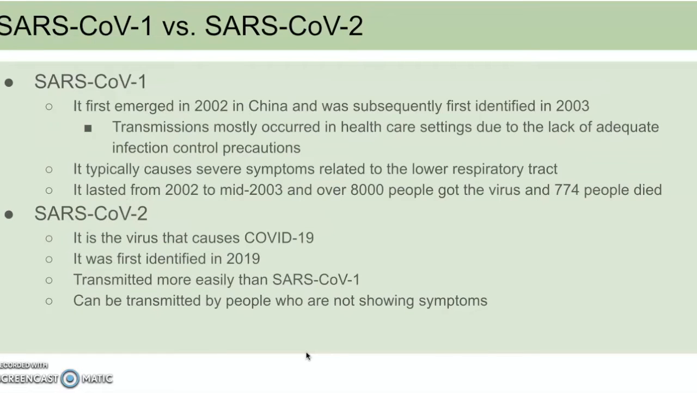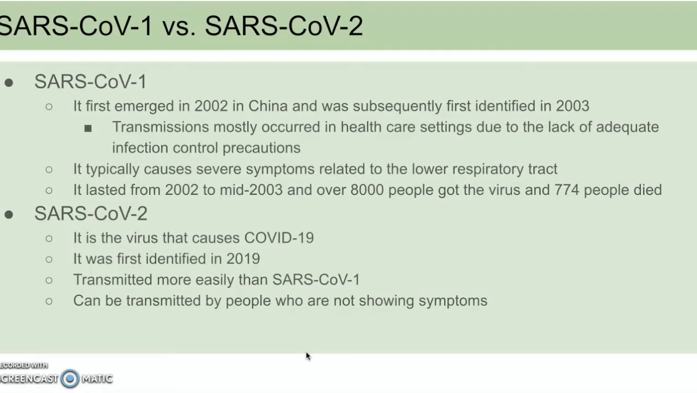SARS-CoV-1 versus SARS-CoV-2. SARS-CoV-1 first emerged in 2002 in China and was subsequently first identified in 2003. Transmissions mostly occurred in the healthcare settings due to the lack of adequate infection control precautions. It typically causes severe symptoms related to the lower respiratory tract. It lasted from 2002 to mid-2003, and over 8,000 people got the virus and 774 people died.